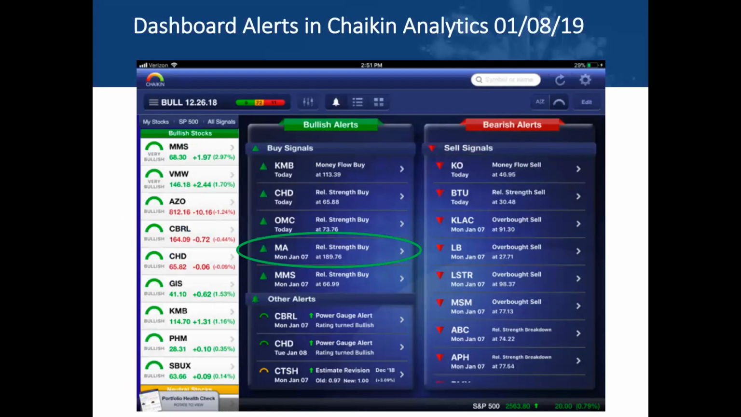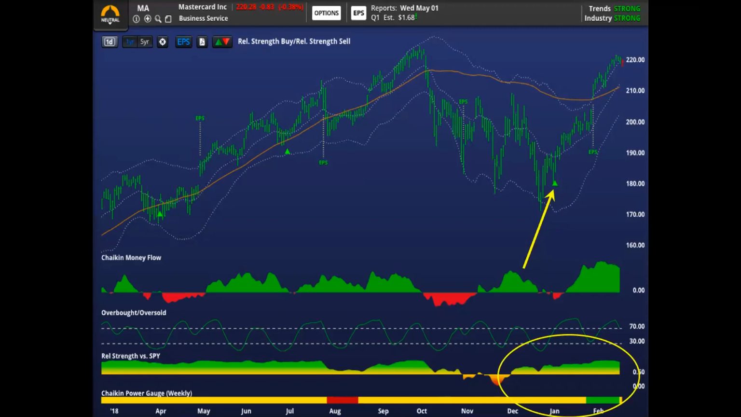So we have dashboard alerts in Chaikin Analytics. This is a screenshot from my iPad version on January 8th when a number of stocks gave relative strength buy signals, including MasterCard. So MasterCard was 189.76. There's the signal where that yellow arrow is. It had just begun outperforming the market in mid-December. It's about a month later. And the stock went from 190 to 221.